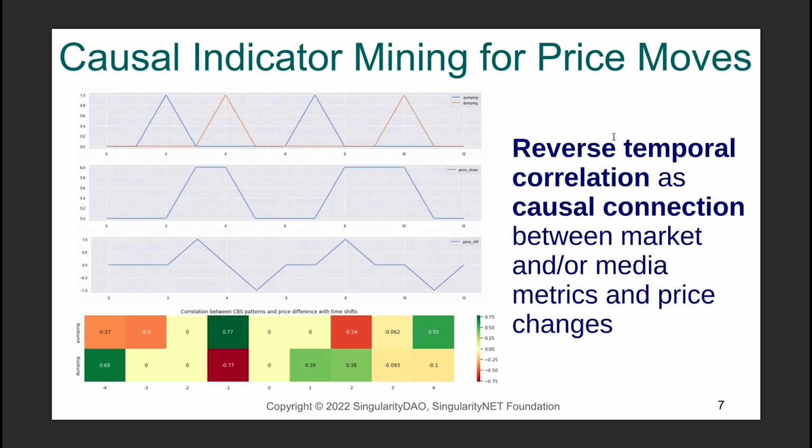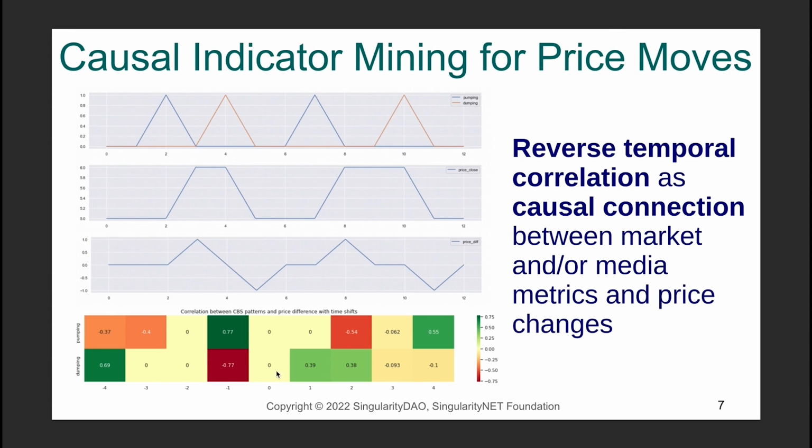For example, in this synthetic example, we can see two synthetic indicators, a pumping and dumping indicator on the top, that are correlated with the price difference. So we see the price on the second plot and the price difference on the third plot, and we correlate each of these synthetic pumping and dumping indicators with the price difference on the third plot.